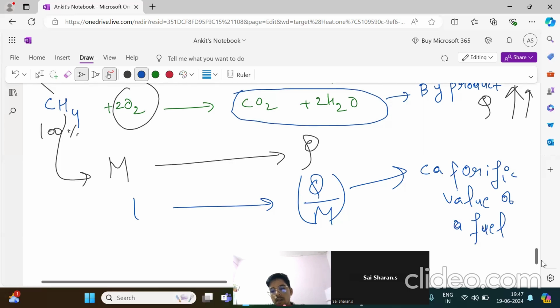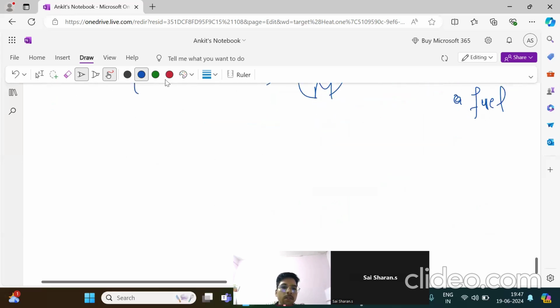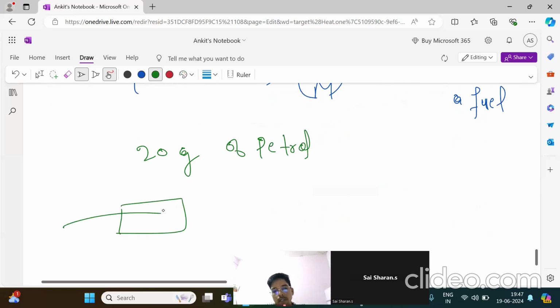So for example, you have taken 20 gram of petrol, and you filled it in your bike. This is your bike. You filled petrol in your bike.